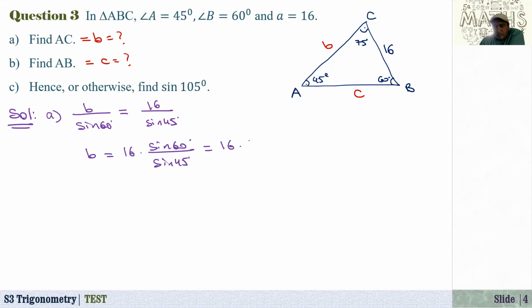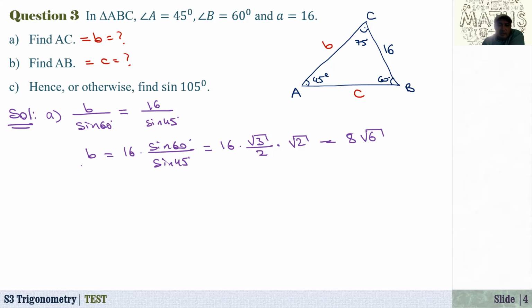Which is equal to 16 times, what is sine of 60? That's equal to square root of 3 over 2, times, and how about sine of 45? It's 1 over square root of 2. Because here we have sine of 45 in the denominator, that's equal to 1 over square root of 2, so the square root of 2 goes up. So that's equal to 16 times 1 over 2, that's 8. So the answer is 8 times square root of 6.